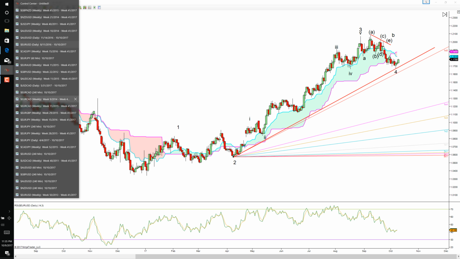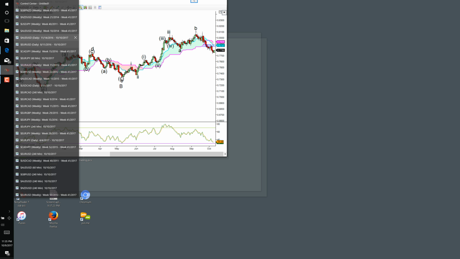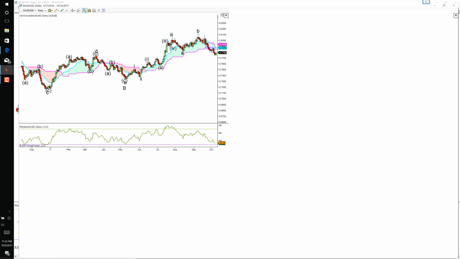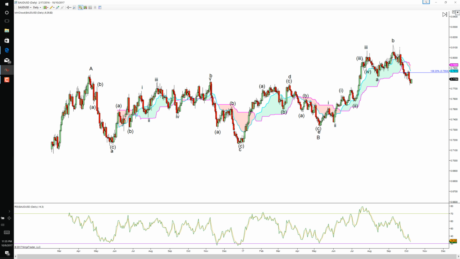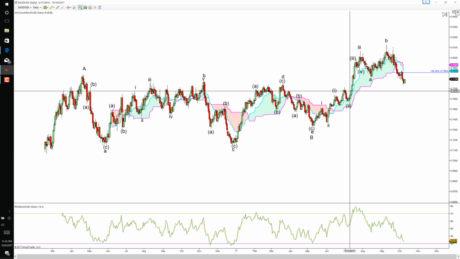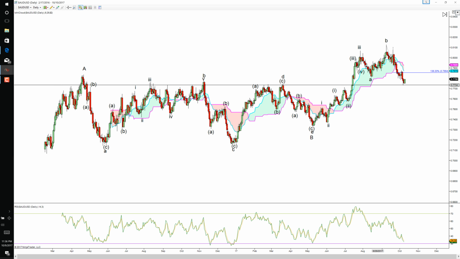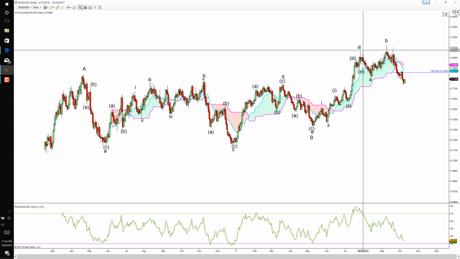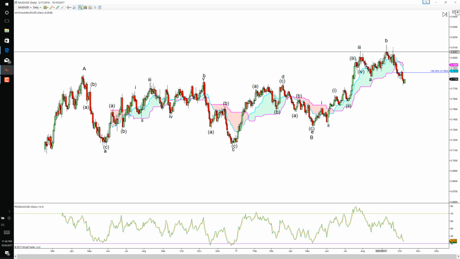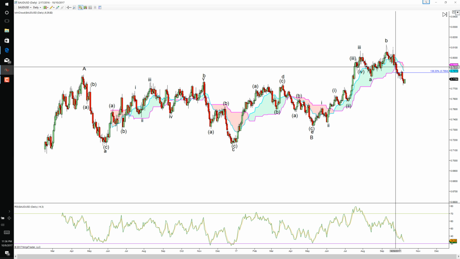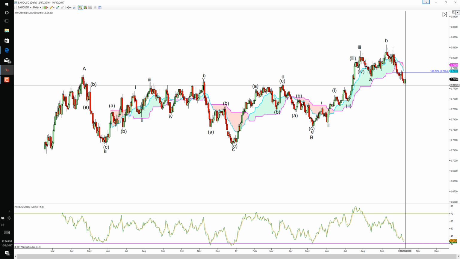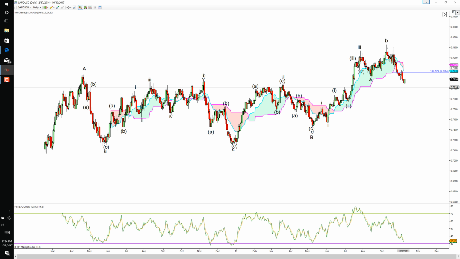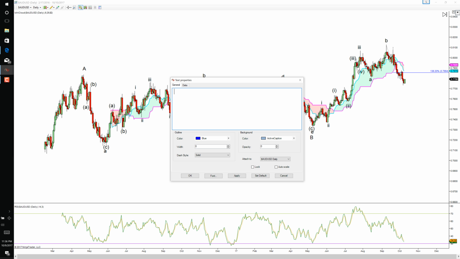Let's see if I have the Aussie. Okay, so here's the Aussie daily. You gotta forgive me, I'm a little sick, but I'm okay. So this was the triangle B. You have the 1, 2, 3, and then this is the possible A, B, 1, 2, 3, 4, 5. This will be C for 4, basically, if that's the case.